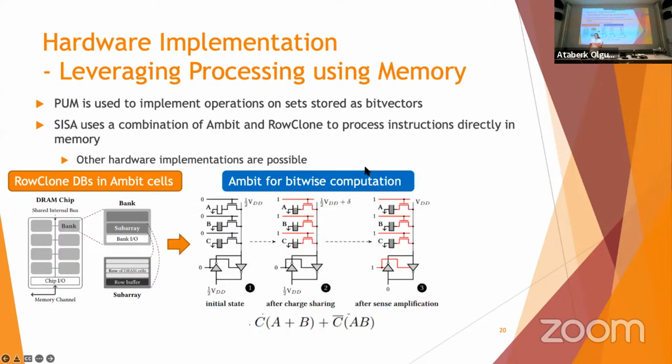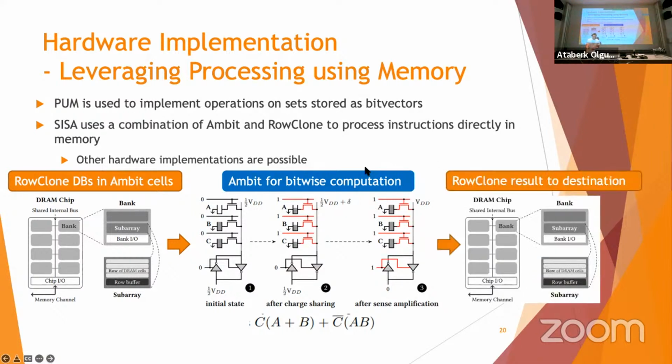Once we've got our operands where we want them, we can use Ambit for the bitwise computation. How does it work? Well, if our operands are at A and B, depending on how we charge C, when we activate all the lines, using the equation below, we can do either bitwise OR or bitwise AND. And once we've got the result, we use RowClone to copy it to the destination.